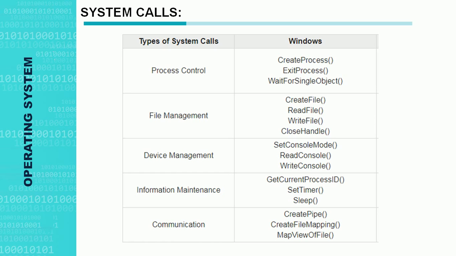The next type of system call is called device management. In device management, there are 3 system calls, for example, set console mode, read console and write console. Next, information maintenance. In information maintenance, there are 3 system calls used at the time of execution of a program: get current process ID, set timer and sleep. And finally, communication. Through network communication, there are 3 different system calls allowed: creating pipe, create file mapping and map view of file.